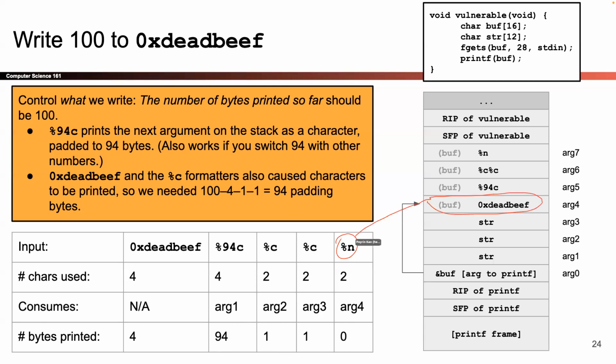So what am I going to do? I'm going to take that value, go to that address, because %n expects an address. I'm going to go to deadbeef, and I'm going to write the number of bytes printed so far. What's the number of bytes printed so far? By some juggling coincidence, it is 4 plus 94 plus 1 plus 1, 100. So this %n is going to go to the deadbeef address and write the number 100. %n's don't print anything. That's why I put a 0 there. But I've achieved my goal. I've written the number 100.